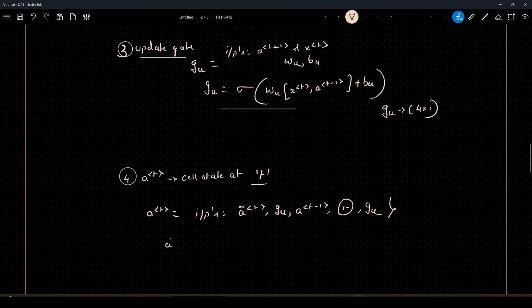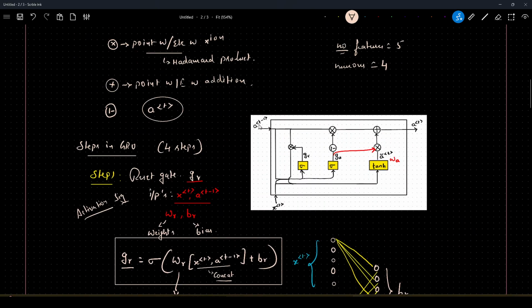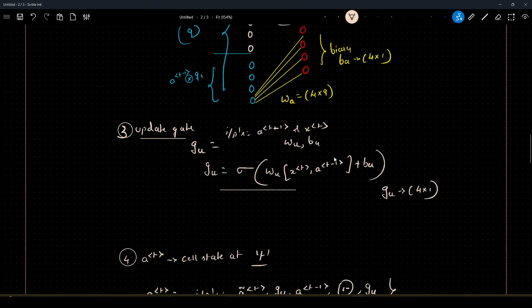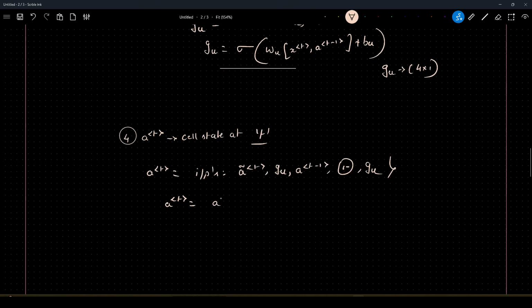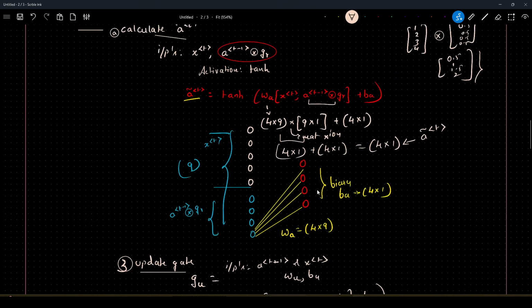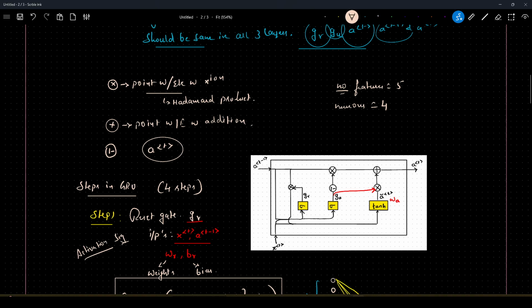Now, let's write out the equation. So, AT is equal to, first write this out, A T minus 1, pointwise multiplication with 1 minus GU. So, this is the first part. So, we have written the equation for AT by considering this thing here.